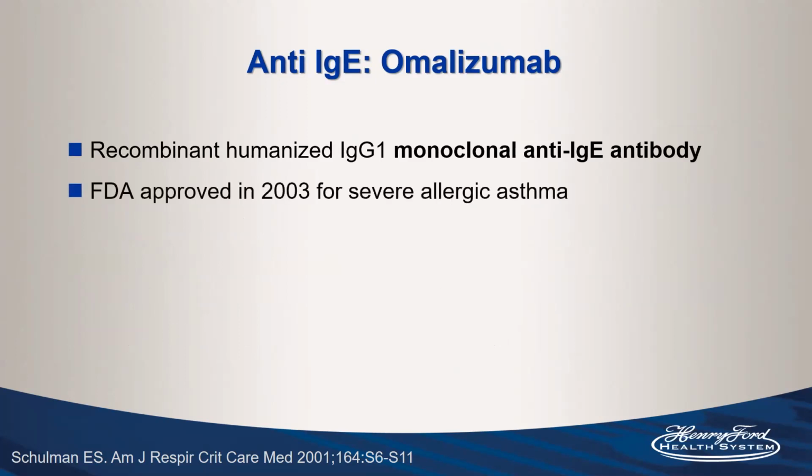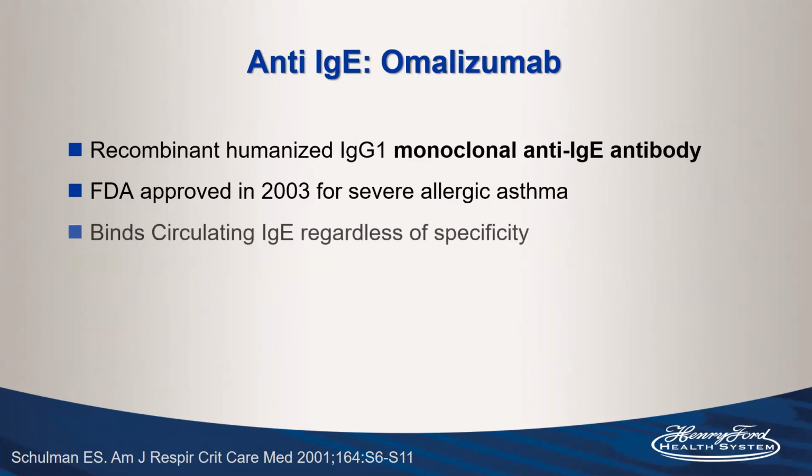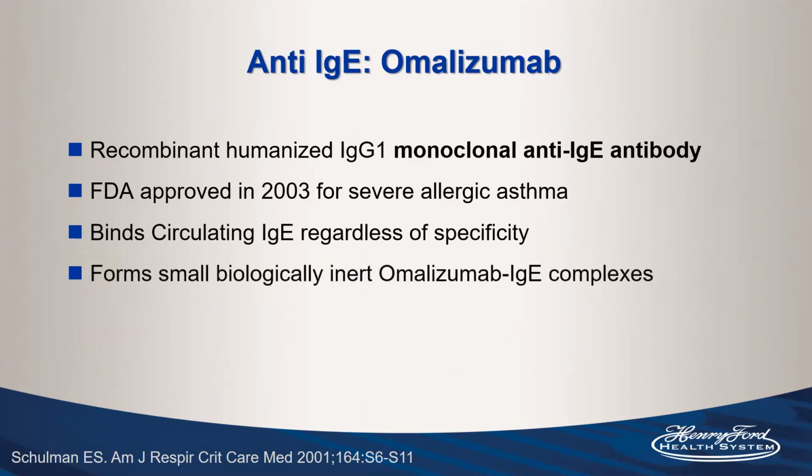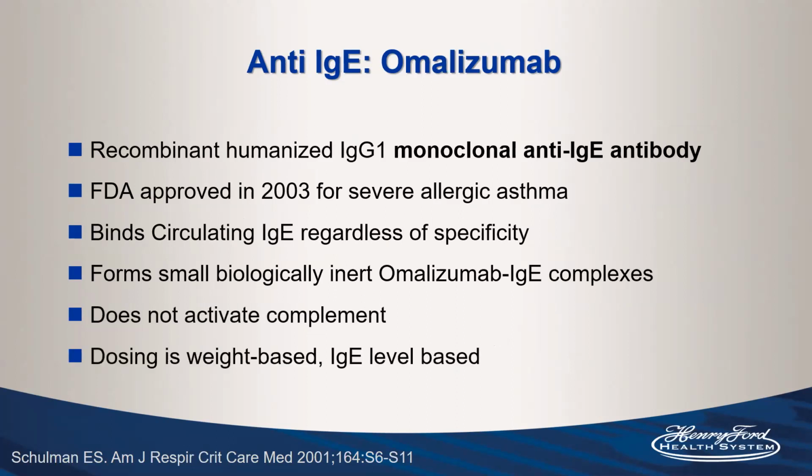It's FDA approved in 2003 for severe allergic asthma. It binds the circulating IgE regardless of specificity, so whatever IgE, it binds it. It forms small biologically inert Omalizumab-IgE complexes, and it does not activate the complement. Usually the way you dose it, it's weight-based, and you have to have your IgE level as well, because based on that level, you're going to give the dose.